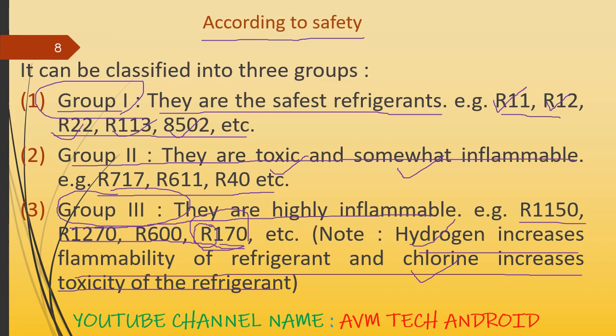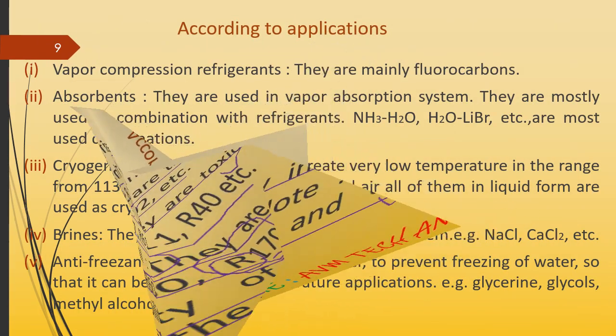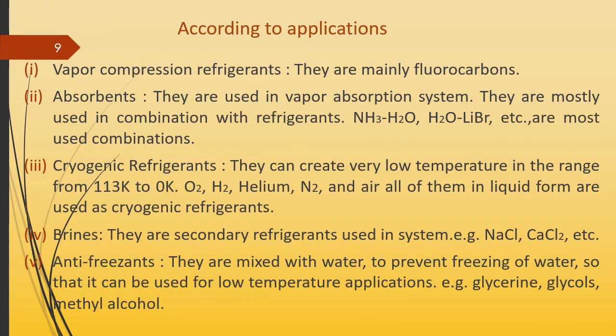Next way to classify the refrigerant, that is according to the application. So where we are using the refrigerant, one, you can see we can use it in the domestic refrigerator, we are using in vapor absorption system, that include you can say NH3-H2O, H2O-LiBr, that is ammonia water absorption system, water lithium bromide system, etc.